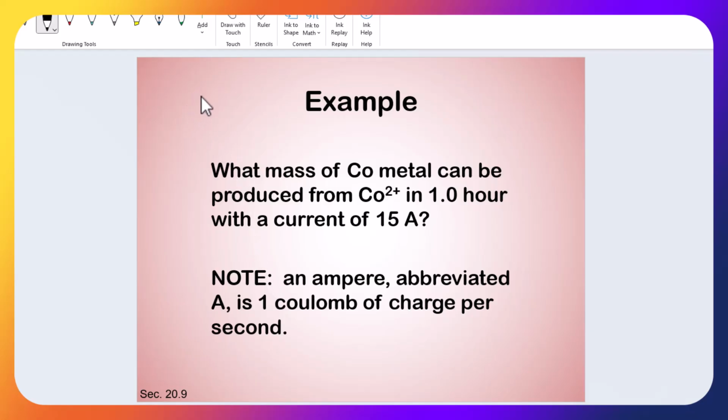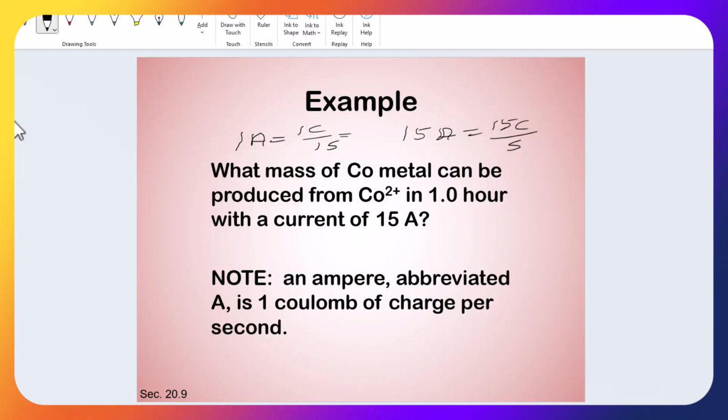All right, let's work a problem using this. What mass of cobalt metal can be produced from cobalt 2+ in solution in 1 hour with a current of 15 amps? The first thing you want to know is 1 amp is equal to 1 coulomb per second. So if I've got 15 amps, that's 15 coulombs per second, okay? So we're going to need that.